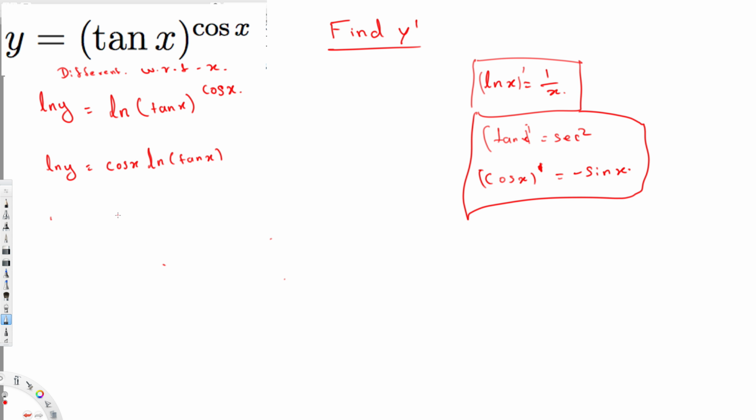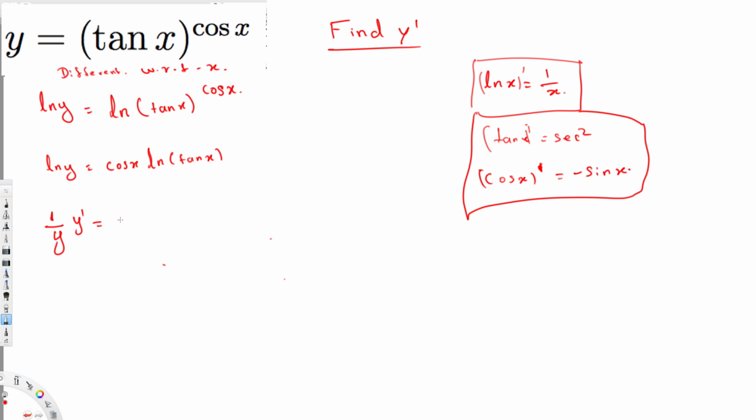Now we have ln y is equal to cos x ln tan x, and if I find the derivative, we are taking it with respect to x. Whenever you take the derivative with y, most of the time you will take the chain rule. So in this case, ln y is going to be 1 over y times y prime. On the other side, we have cos x ln tan x, which is two different functions multiplying each other. Therefore, I have to take the product rule.